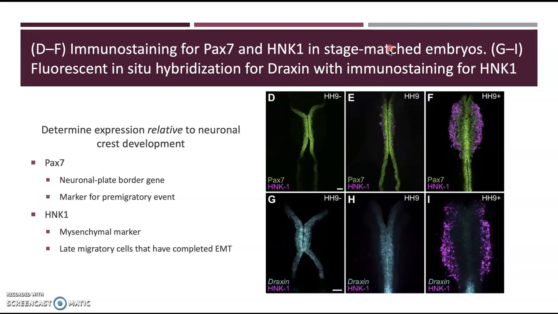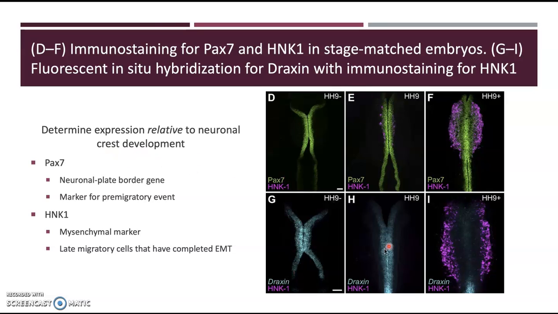Now, in the stage-matched embryos expressing Draxin, it's assumed that the stages are relatively at the same time. However, this is a different embryo, and the assumption here is that if you were to overlay these, we'd see that Draxin is present at the same time as PAX7, and so the expression of these two overlap, meaning that Draxin is more than likely expressed during the early stages of the neuronal crest development.